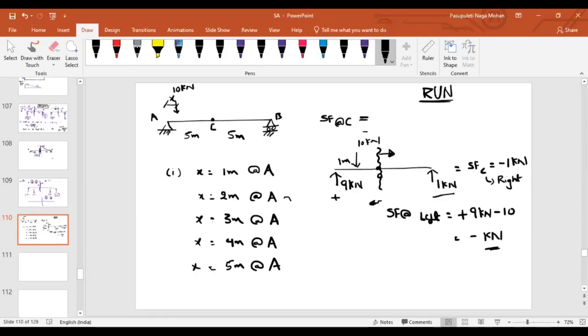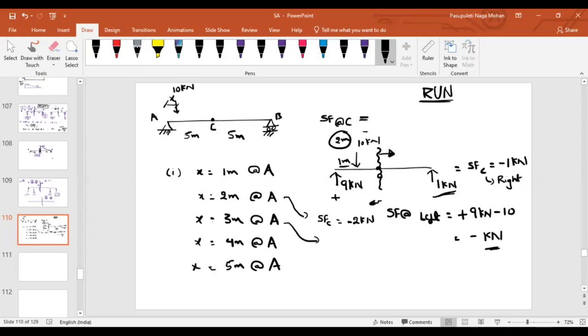Similarly, in the same way, can you guys tell me what will be the shear force at C if your load is at 2 meter from point A? If the distance is 1 meter, what about the reaction here? If the distance is 2 meter, can you tell me what is the reaction here? Left side 8, right side 2, right? Then what is the shear force at point C? If you look into the right side, 1 force, 2 kilonewton. Minus 2.